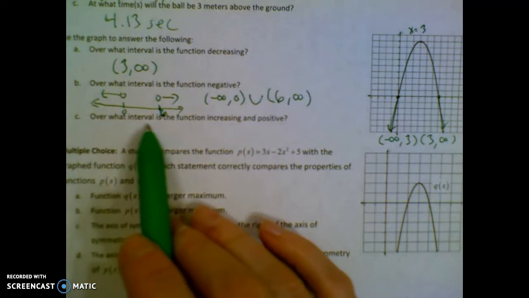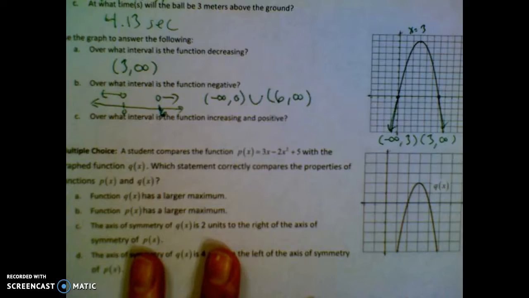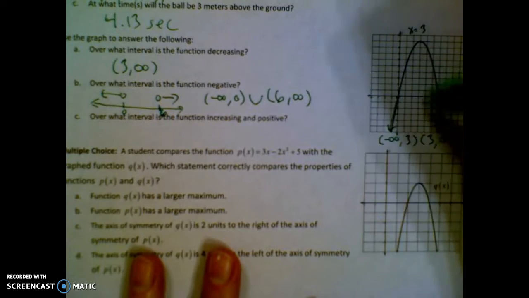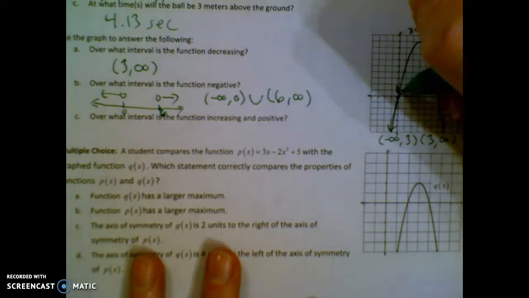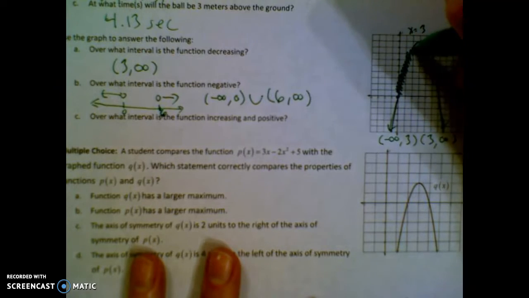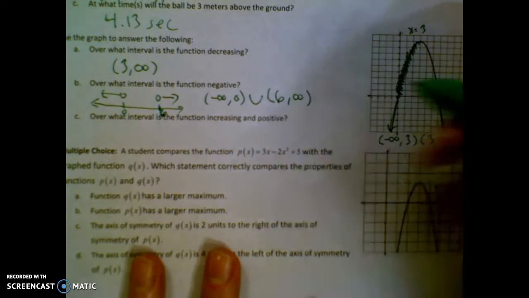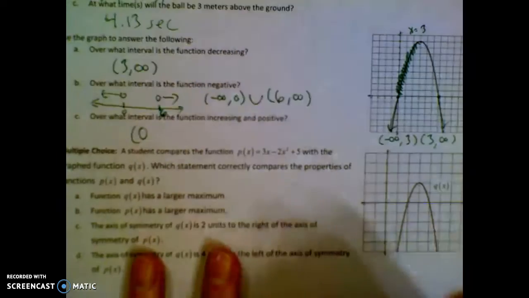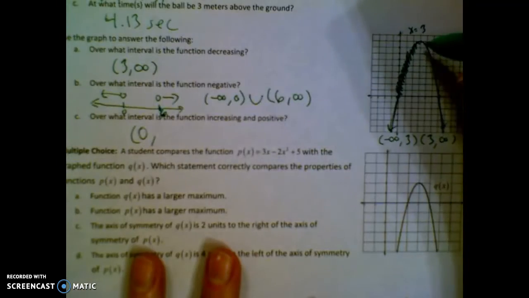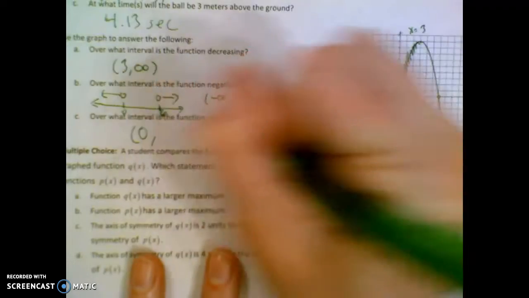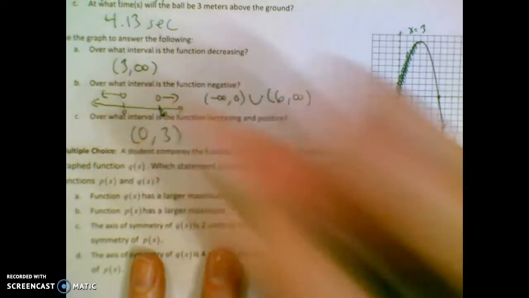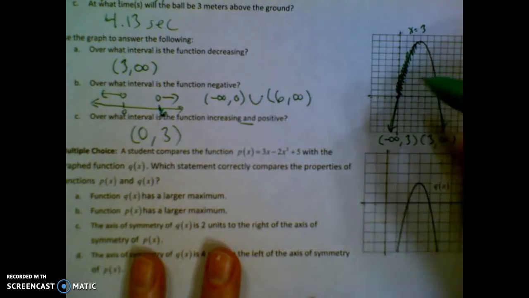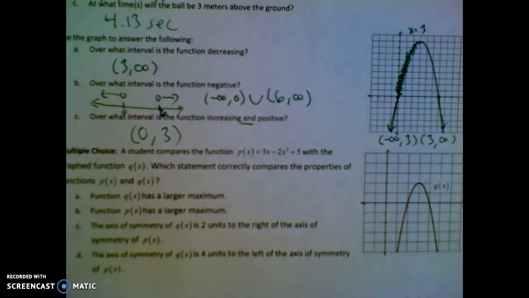And then lastly, over what interval is the function increasing and positive? Well, positive is above the axis, and increasing only occurs up to 3, so it's actually just this section here. I'm just going to shade it in. We said it was negative from 0 down, so it must be positive from above 0. And it starts decreasing at 3, so it must stop increasing at 3. So it's only increasing and positive on this little section between 0 and 3.